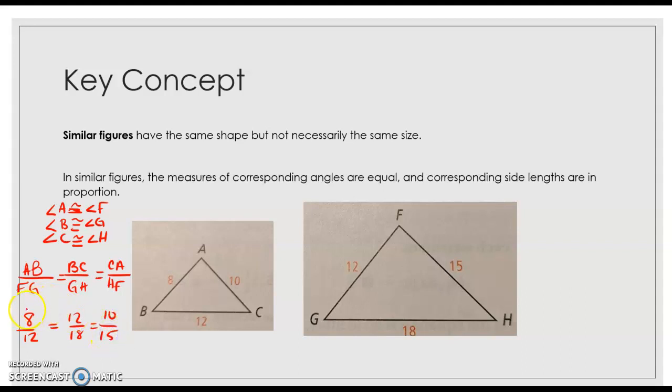And so if we were to simplify each of these, this first one, 4 goes into it, and we're left with 2 over 3. 6 goes into this next one. 6 goes into 12 and 18. So 12 divided by 6 is 2. 18 divided by 6 is 3. And 5 goes into this last one. 10 divided by 5 is 2. And 15 divided by 5 is 3. And this is why they are proportional. Notice that they all simplified down to the same fraction, so the same ratio. And that's what we want.